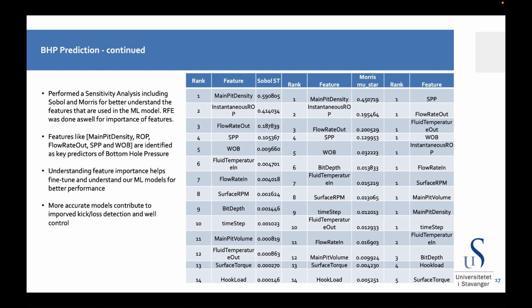In addition to selecting the best machine learning model, it was equally important to identify the key features that influence the bottom pressure. Using sensitivity analysis, we identified main pit density, rate of penetration, flow rate out, standpipe pressure, and weight on bit as key predictors of bottom pressure. Furthermore, through recursive feature elimination, or RFE, we understood the importance of feature selection for improving model accuracy. Understanding feature importance helped fine-tune and understand our machine learning models for better performance, and the sensitivity from the input parameters to the outputs. Thus, these more accurate models contribute to improved kick and loss detection and well control.